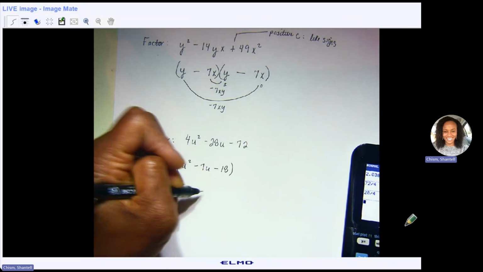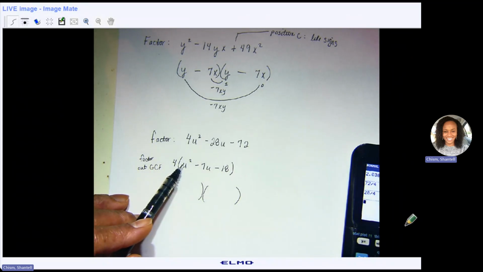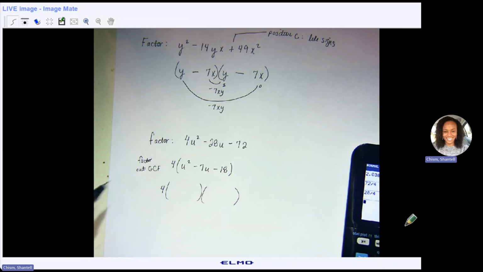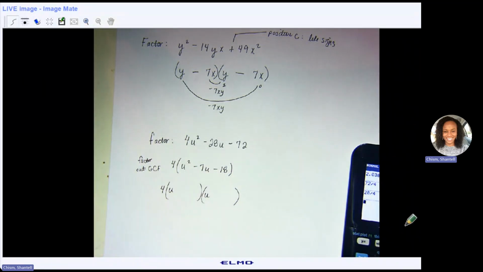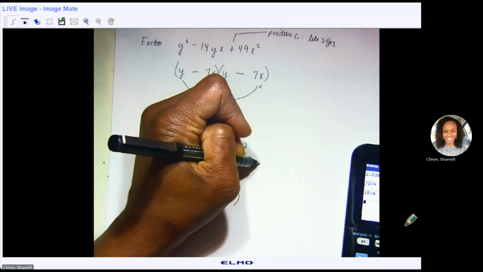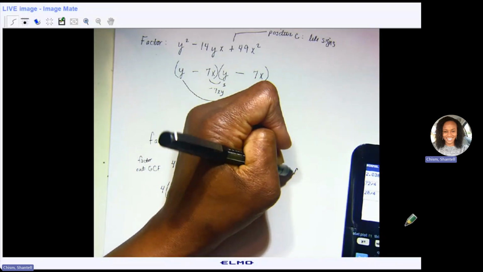And I'm going to go right into the trial and error method. I don't have to use the AC method this time because the leading coefficient is just 1. So it's a bit easier to factor. So u squared factors as u and u. My constant term is negative. Negative c means I have different signs.